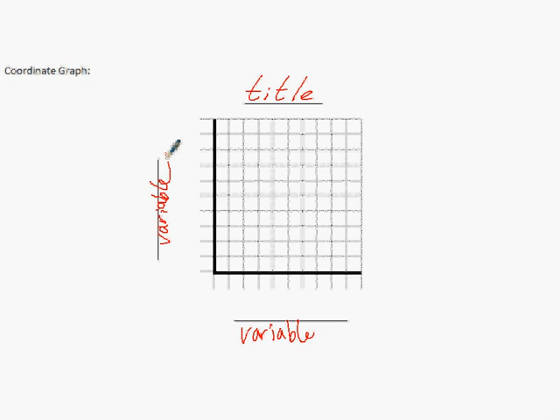The bottom one is the independent variable. What it means by independent is it changes the dependent variable. Both are very different. One changes the other one. The dependent variable does not change the independent.